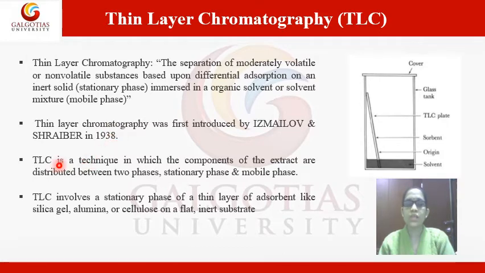What is the basic technique in TLC? It is a technique in which the components of the extract are distributed between two phases, one is the stationary phase and another is the mobile phase. TLC involves a stationary phase of thin layer adsorbent, and the adsorbents are like silica gel, alumina, cellulose, on a flat inert substrate. That means we can take a glass plate or aluminum plate, and over this plate there is a coating of silica gel or alumina.